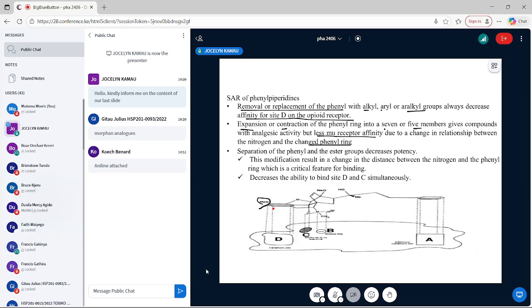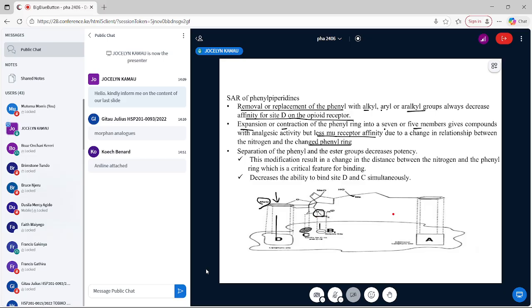So again, if you do contraction or expansion, you will change the interaction. Remember, there is a certain distance between the phenyl ring, the quaternary carbon and the terminal nitrogen. There is a fixed size between the phenyl ring and the terminal nitrogen. The phenyl ring is binding the receptor. So if you change this ring, you contract it or make it bigger, that means you will also change the position of the terminal nitrogen. The compound will not be able to interact with site D and site B simultaneously.